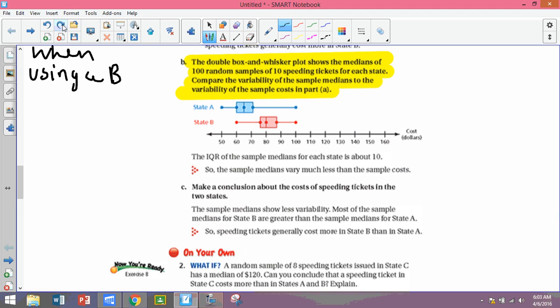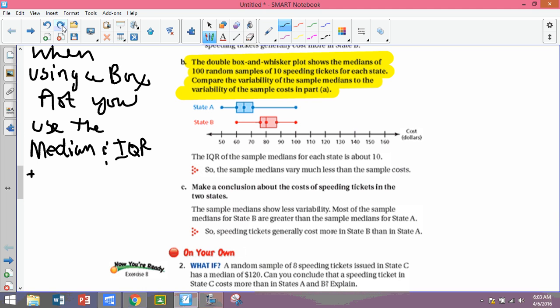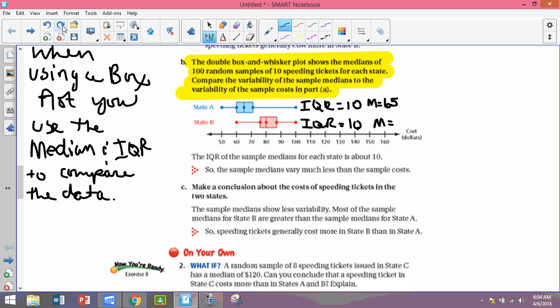When you're looking at a box plot, you have to use the median and the IQR to draw your conclusions and compare your data. So you have to find your median and calculate your IQR. In state A, the IQR is 10 and the median is 65. And in state B, the IQR is 10 and the median is 80.